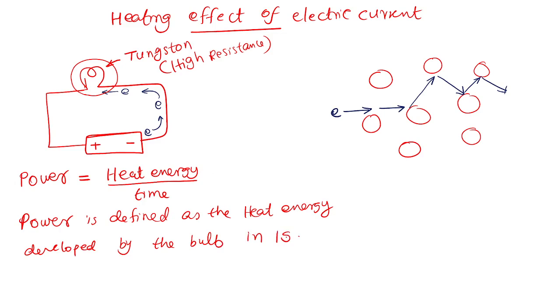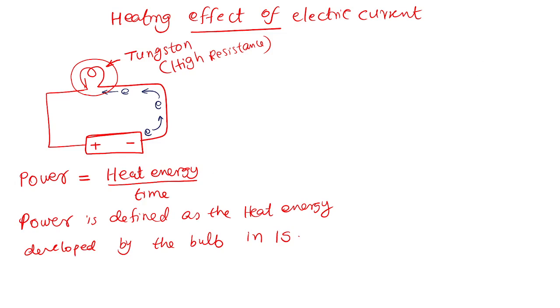All of you please listen. Power is defined as the heat energy developed by the bulb in 1 second. In 1 second time, how much heat energy is developed? That is said to be power. Power is given by the formula V into I.